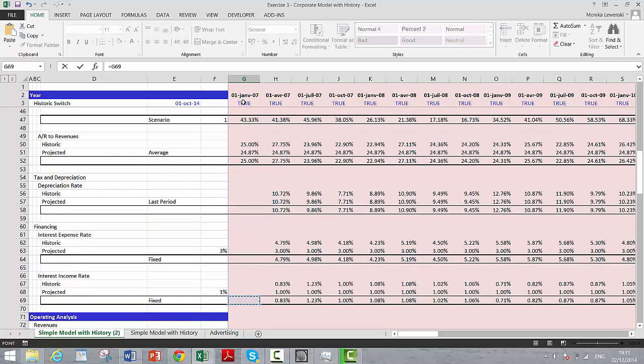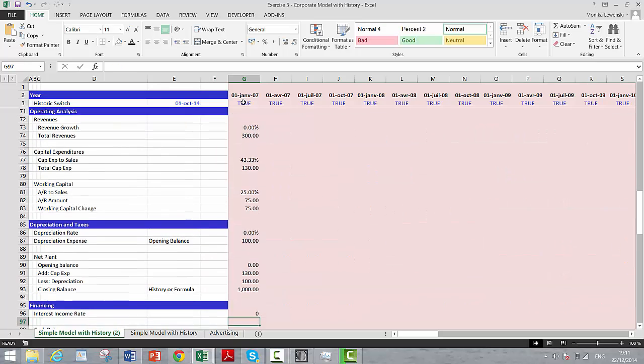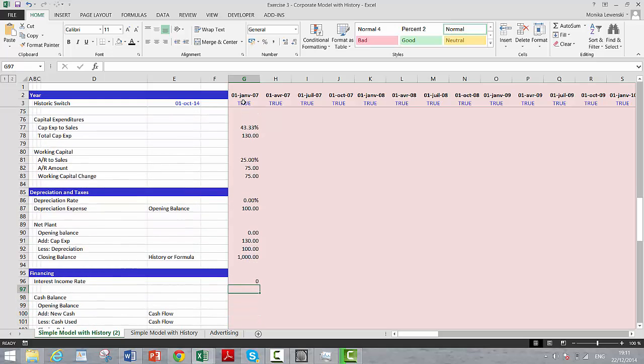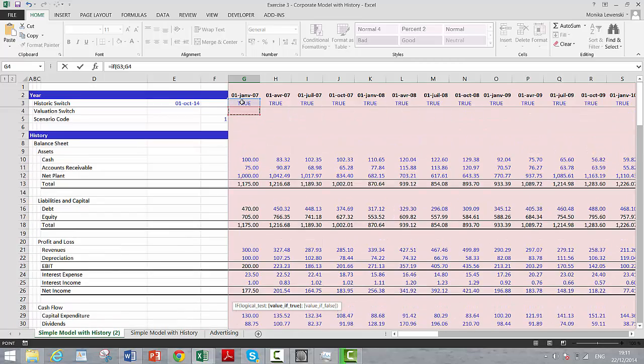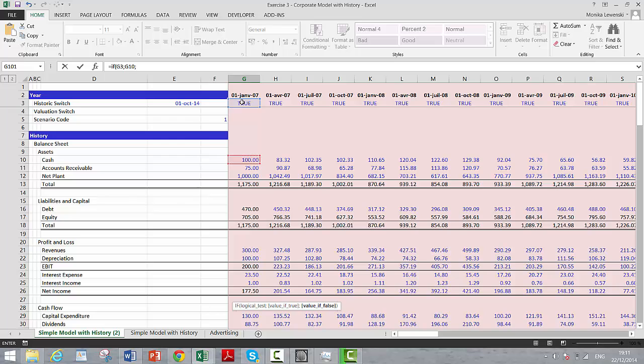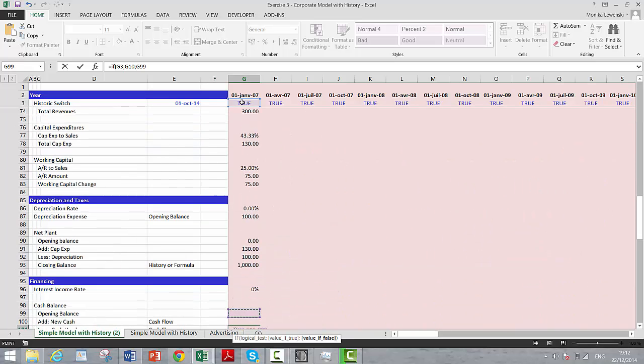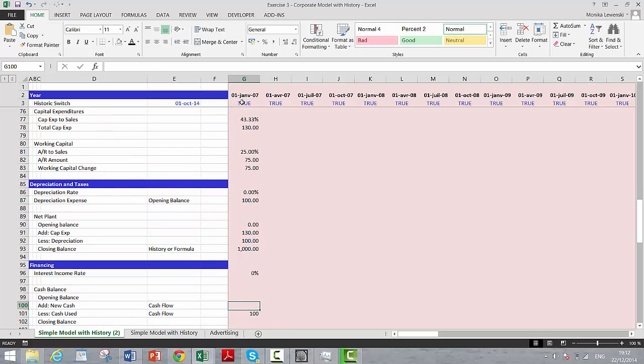And then we put our interest income rate here. I hope I didn't do something silly with the interest income rate, because we're going to use that. I'll just press Shift Control 5. And then let's do the same thing for our cash balance. If it's the history, then we take the actual cash balance off of our balance sheet. Otherwise, we go to the opening balance and add the cash. That's the idea. Opening balance equal to closing balance.